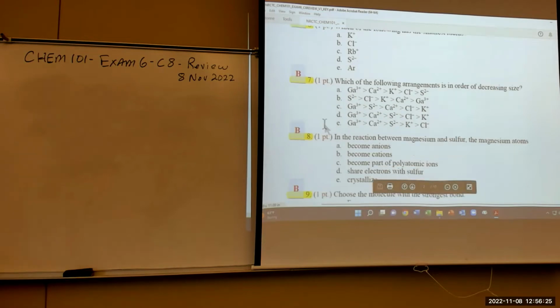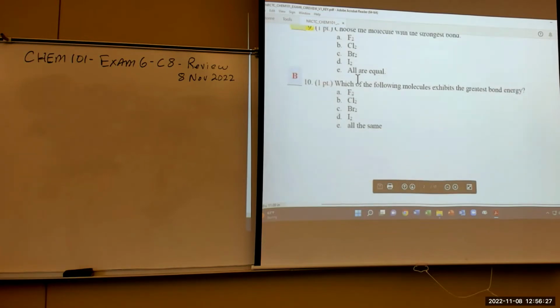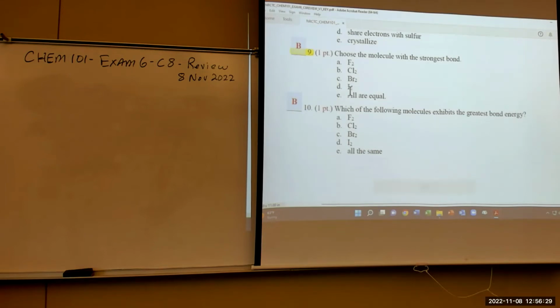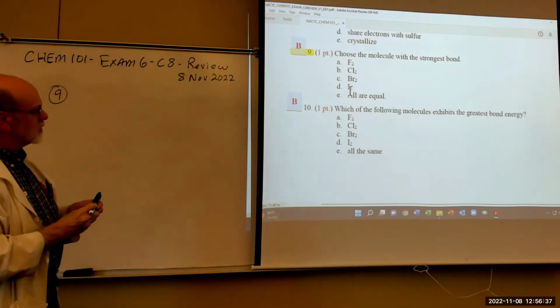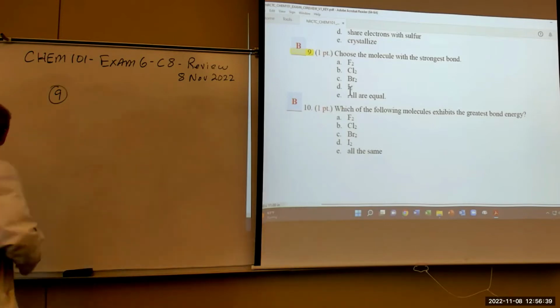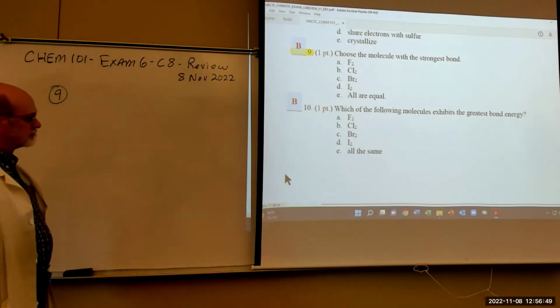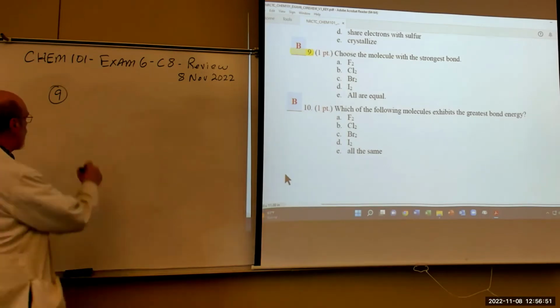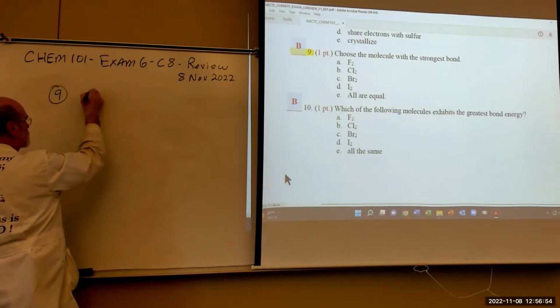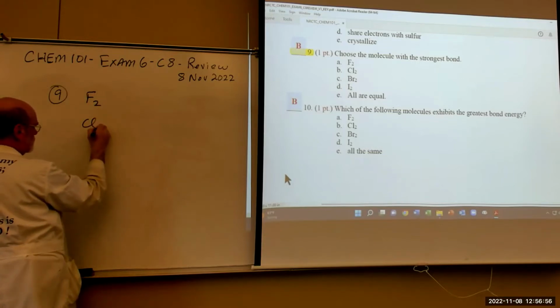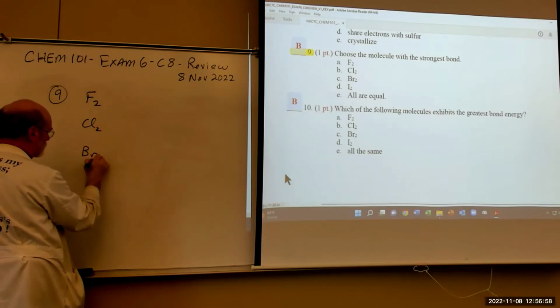Okay, let's see. I'm only going to do number 9 on this one. Choose the molecule with the strongest bond. All right, this one, the reason I picked this one out is it's somewhat counterintuitive. These are all based upon halogens, diatomic halogens.